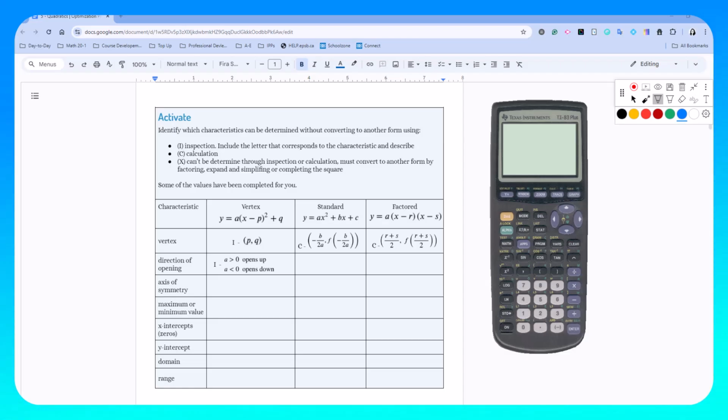Hey everybody, welcome back to Math 20-1. We're going to be continuing on with the quadratics unit. And we're going to be looking at lesson 5, which is optimization problems.